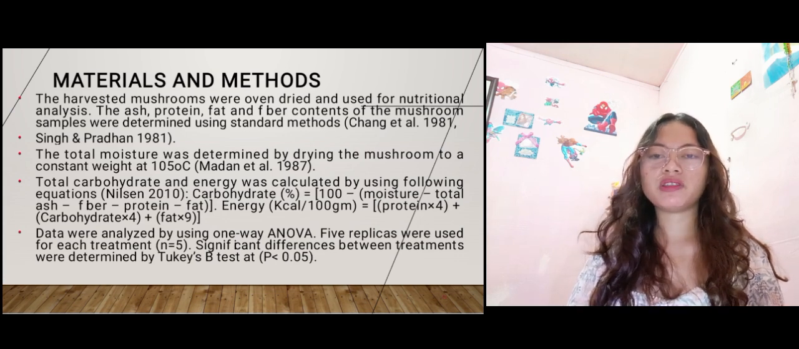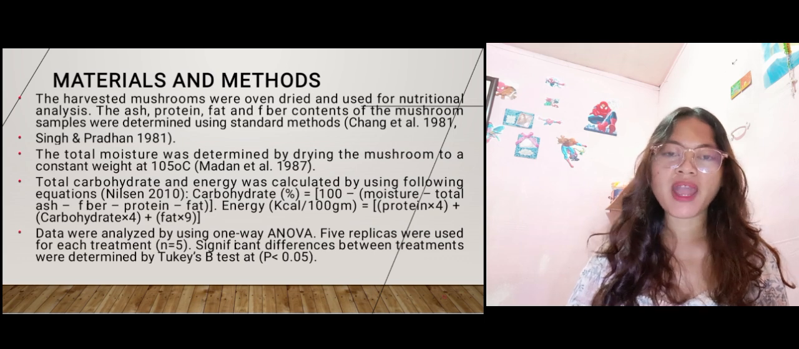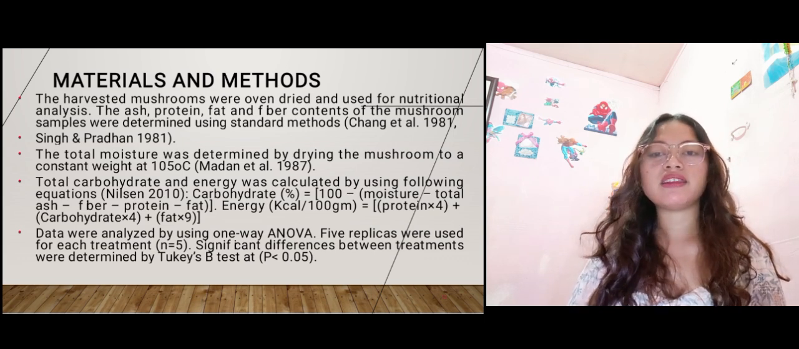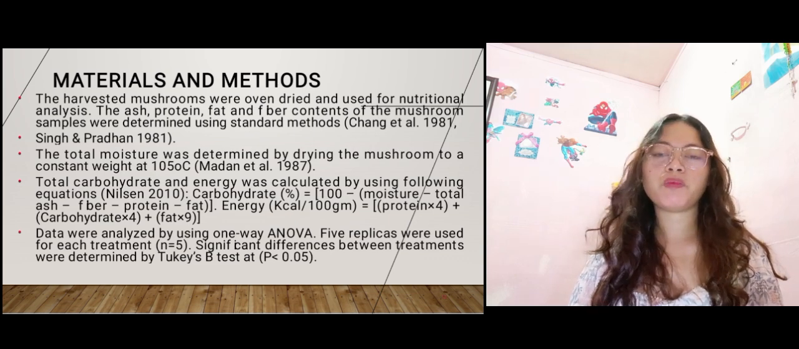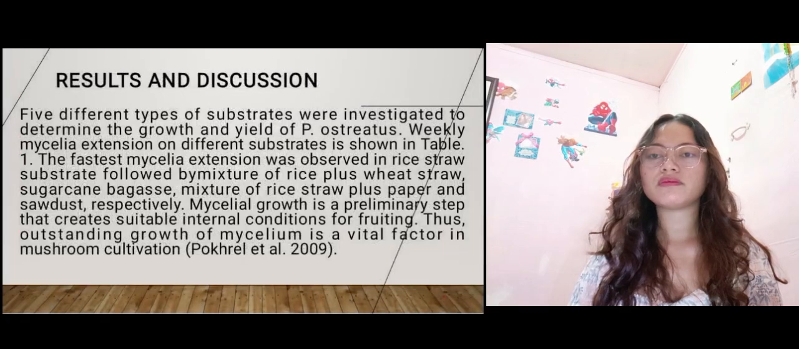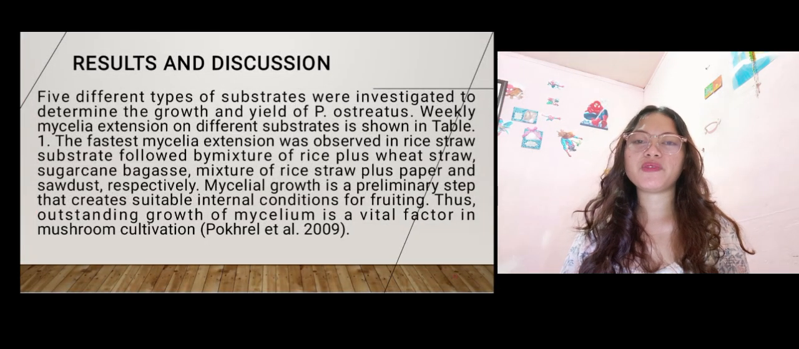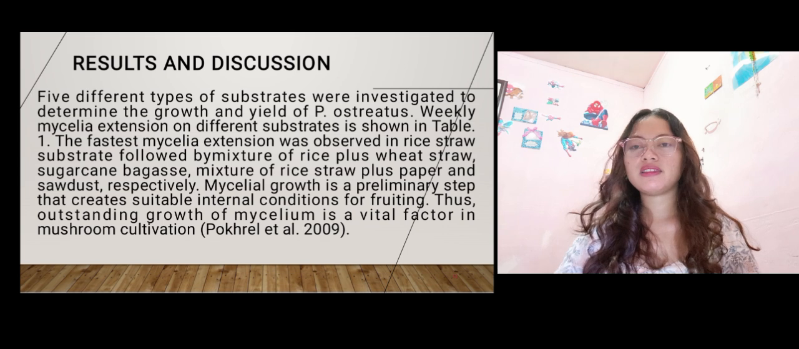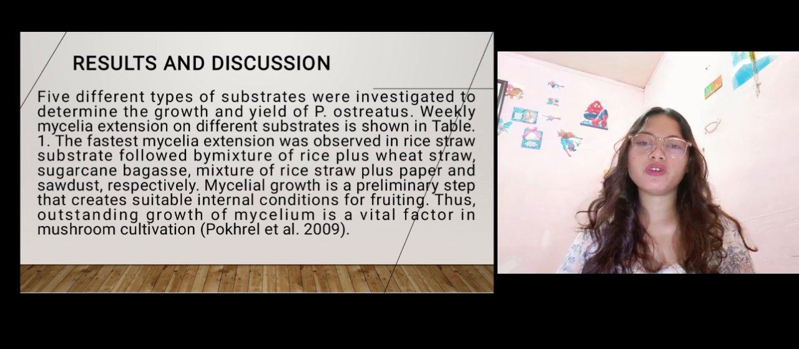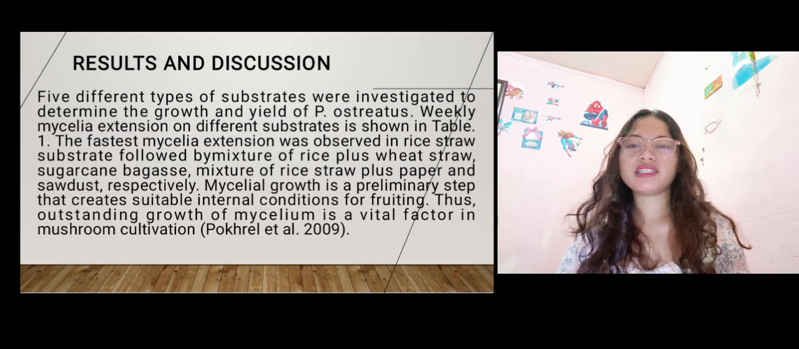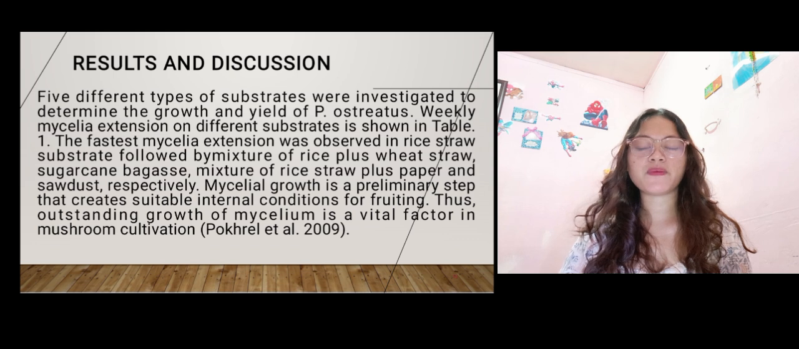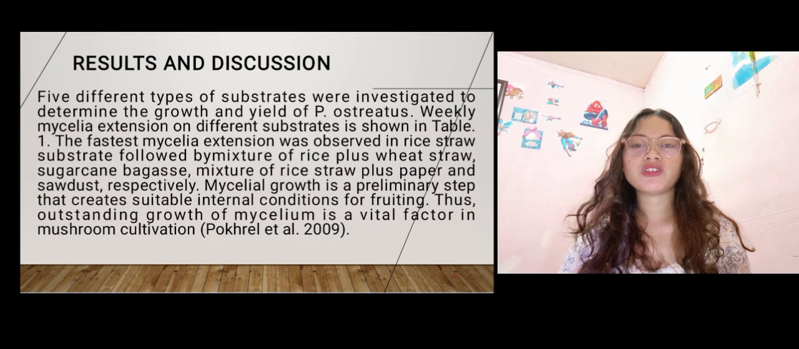Data were analyzed by using one-way ANOVA. 5 replicas were used for each treatment. Significant differences between treatments were determined by Tukey test at P less than 0.05. 5 different types of substrate were investigated to determine the growth and yield of Pleurotus striatus. Weekly mycelial extension on different substrates is shown in Table 1. The fastest mycelial extension was observed in rice straw substrate, followed by the mixture of rice straw plus wheat straw, sugarcane bagasse, the mixture of rice straw plus paper and sawdust, respectively.